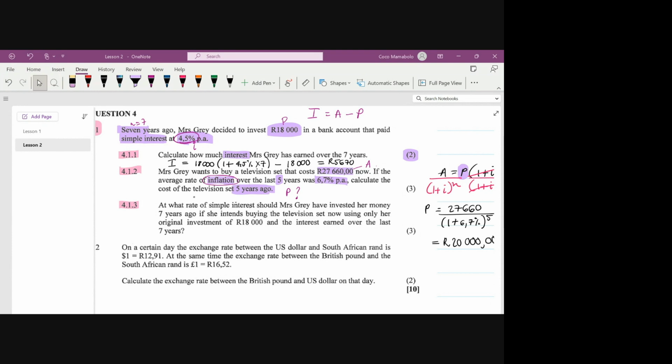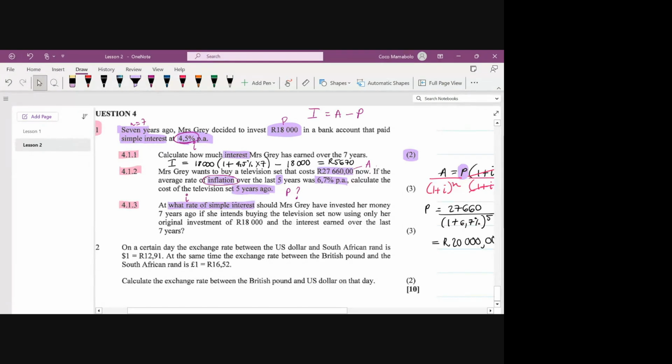All right. So let's look at what they want from us in this last question. It says here, at what rate of simple interest? So what do they actually want us to calculate for? What are we calculating for? Rate of interest. That's it. We're calculating for I.